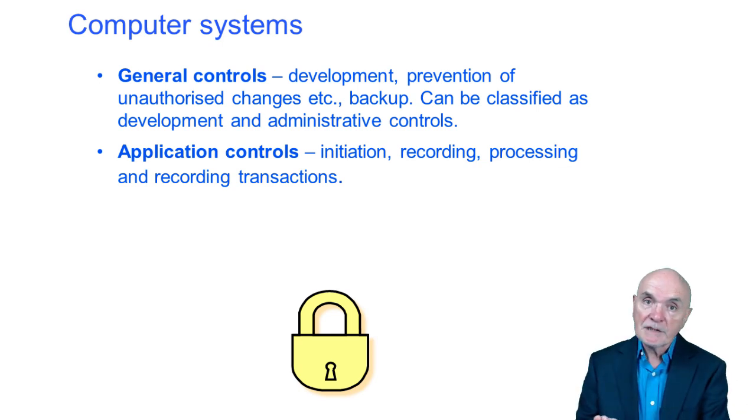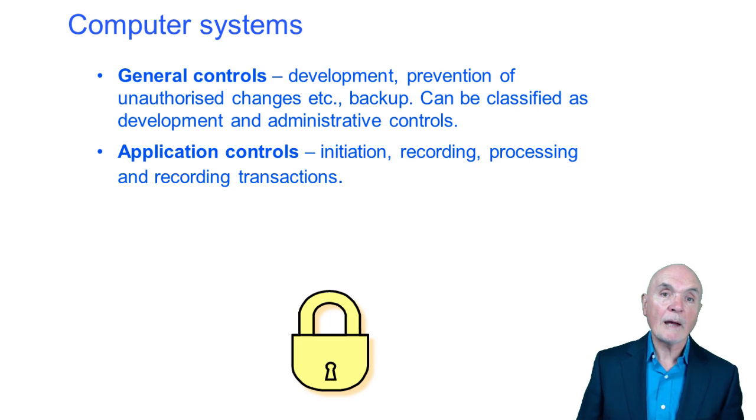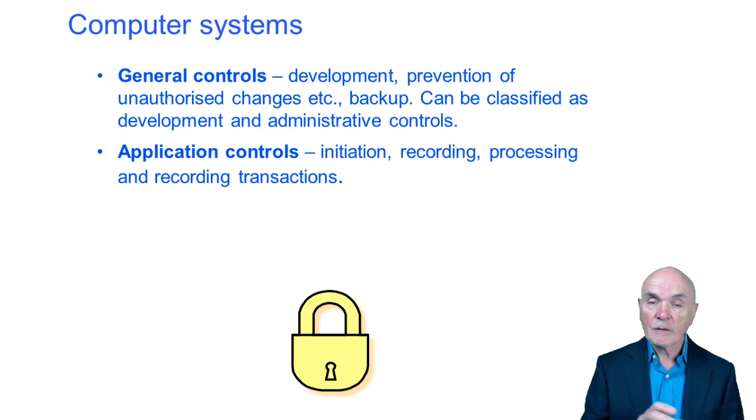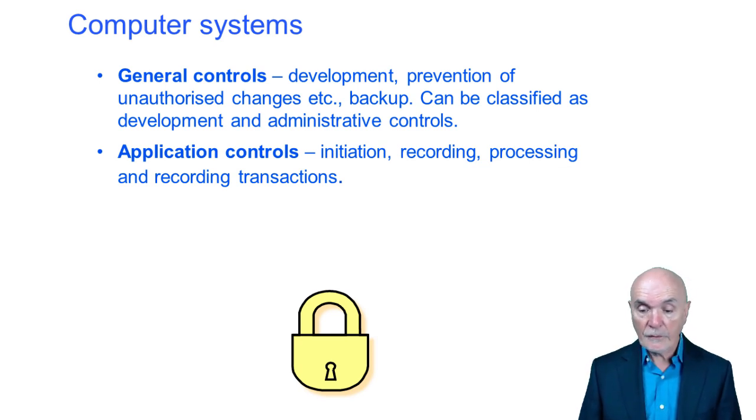And then you have what are called application controls. How are we going to control what happens in the wages and salary system? How are we going to control what happens in the sales system and the purchasing system? These are all applications. These are the parts of the IT systems which actually accomplish a specific bit of programming. And we need to make sure that the initiation of transactions is okay, that it is recorded correctly, that it is processed correctly, and also if there are any confidential reports being produced, like people's wages and salary slips, that the distribution of any output is also controlled.